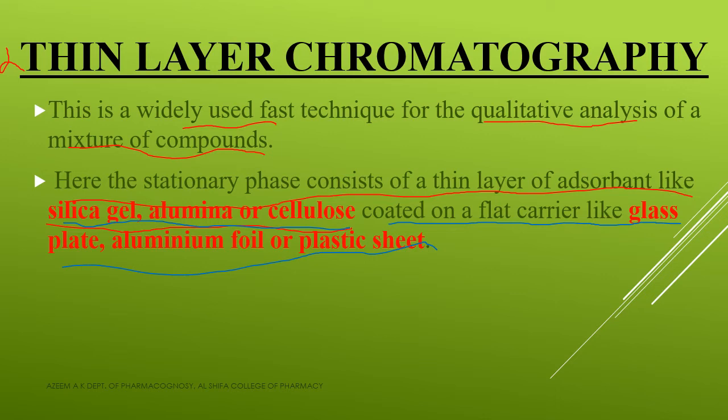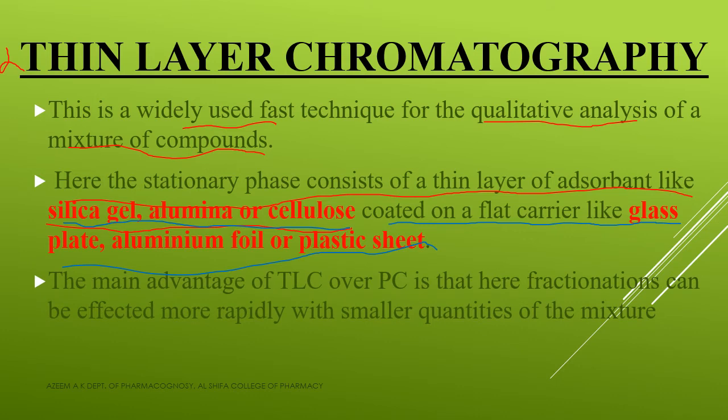But here in thin layer chromatography, the stationary phase is composed of a thin layer of adsorbent like silica gel, alumina, cellulose, etc. And these things are coated on a flat carrier substance like a glass plate, aluminum foil or a plastic sheet. That is how the stationary phase is prepared here. Clear? So thin layer chromatography is widely used as well as the fastest technique for the qualitative analysis of a mixture of compounds. And here the stationary phase is composed of a thin layer of adsorbent like silica gel, alumina or cellulose, coated on a flat carrier like glass plate, aluminum foil or plastic sheet, etc.